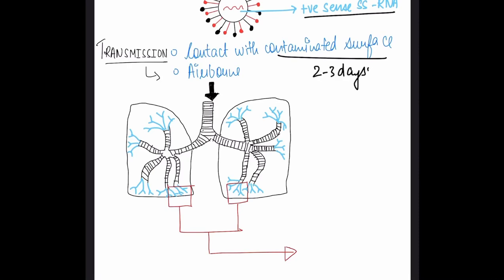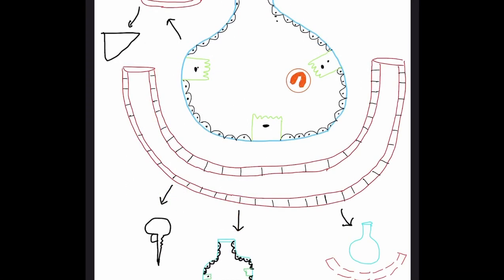Another method of transmission is airborne. The virus could be present in air for 2 to 3 hours after an infected person has sneezed or coughed in the open. After entering the respiratory system, the virus enters the alveoli and attaches itself to the type 2 pneumocyte.